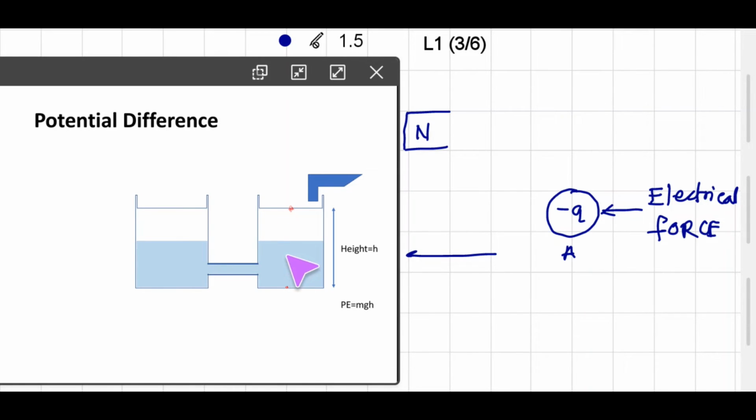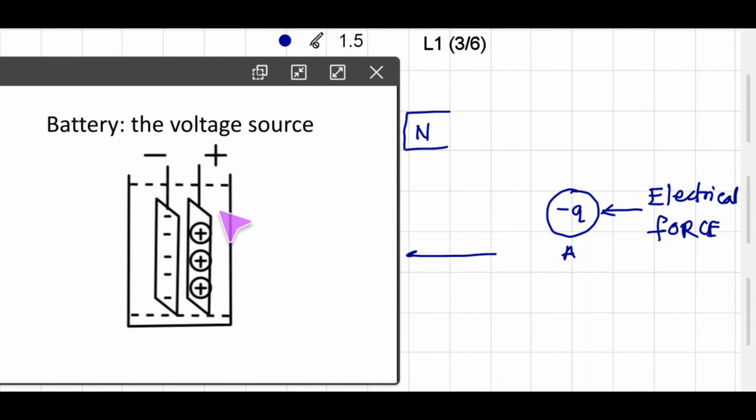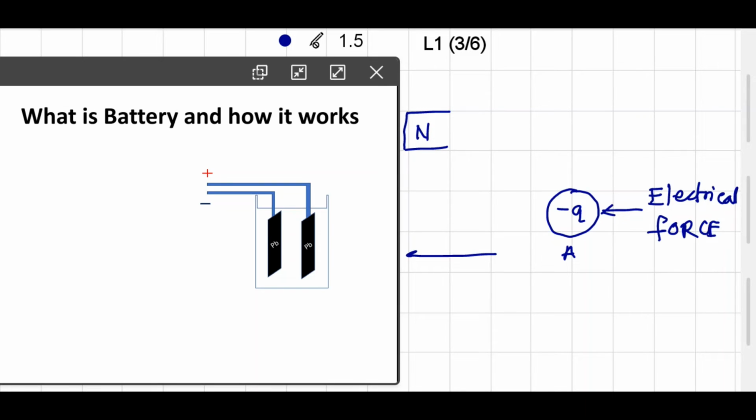Now the same case is happening in the battery also. See here a diagram of a lead acid battery is shown. This is a container, there are two electrodes, basically of lead, and it consists of some solution, and one electrode acts as an anode and another is acting as a cathode. How exactly the battery is working, that we are going to see.